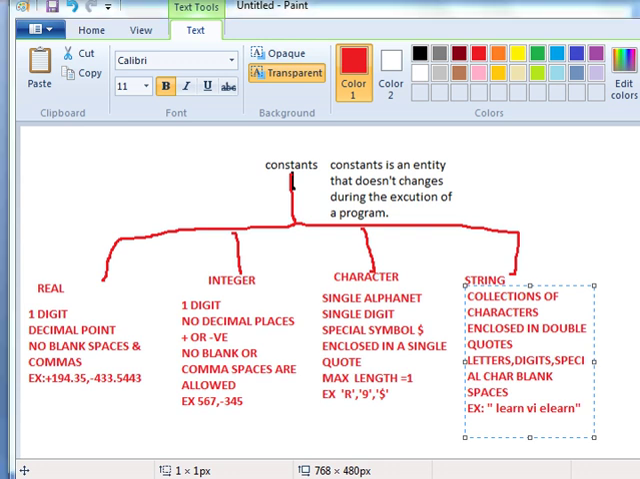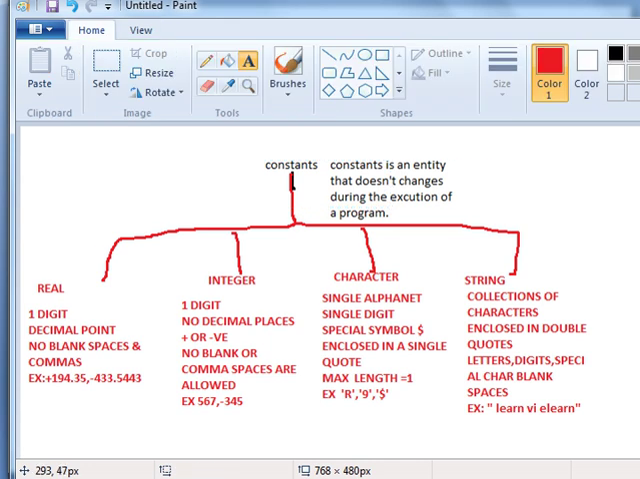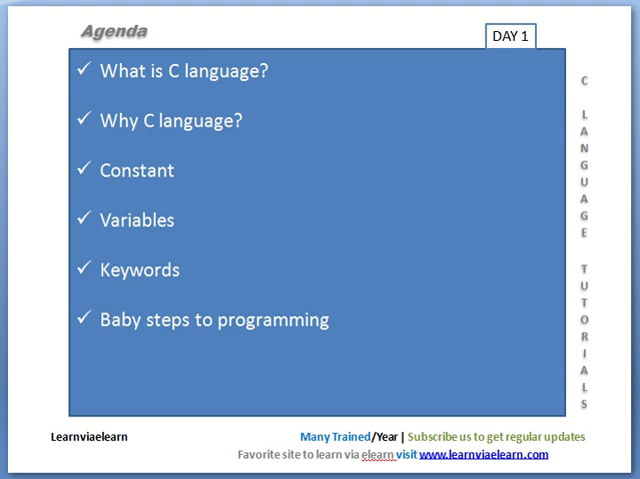Okay, so what is a constant? A constant is an entity that does not change during the execution of a program. These are the basic constants which we are going to use in almost every program, every complex program, I would say. Now come to variable. What is a variable basically?